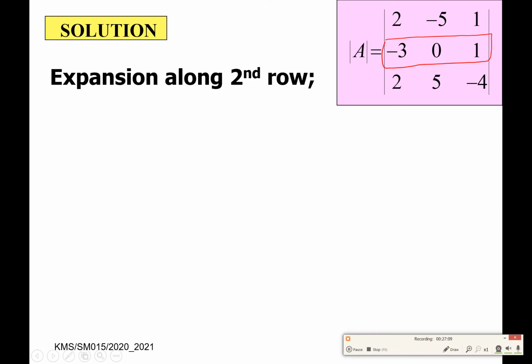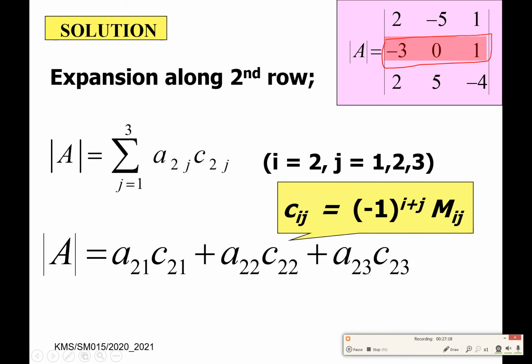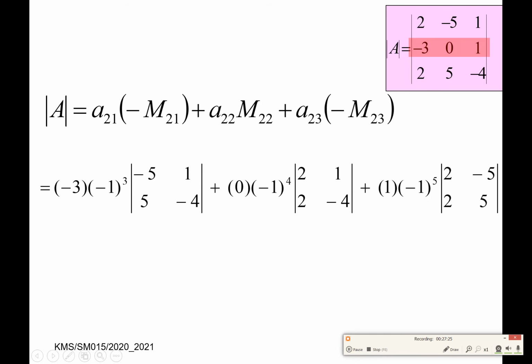As usual we have the formula. If you want to write down this formula, you can; if you don't want to, you also can. Don't worry about this. The process is this, and the most important part is this. So we go faster here. A21 is negative 3, this is 0, and this is 1. So this is 0.